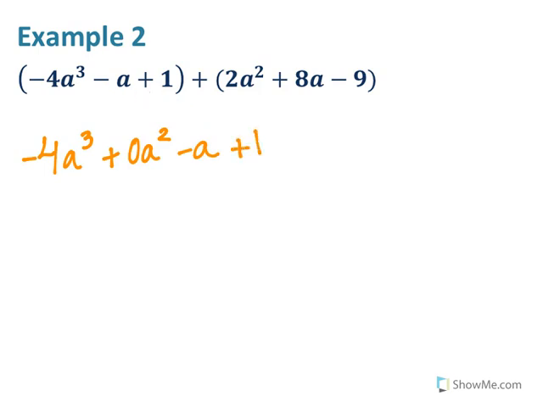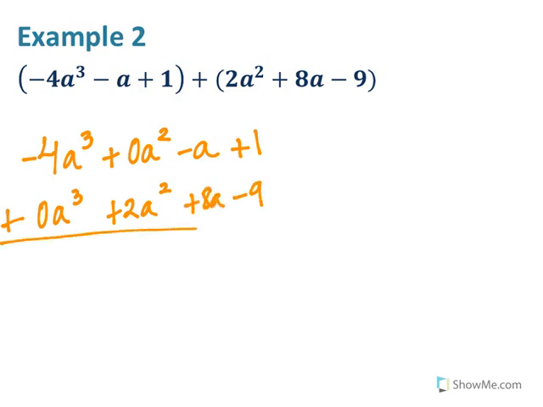So we have all the different degree measures. If you want, you could put the 1 for the exponent on a. Now we're going to add that to 2a squared. So we don't have anything with a to the third degree, so we could put 0a to the third plus 2a squared plus 8a, and finally the constant minus 9.